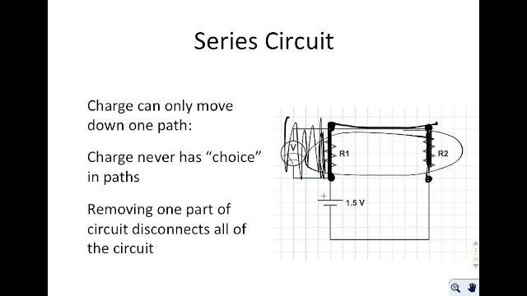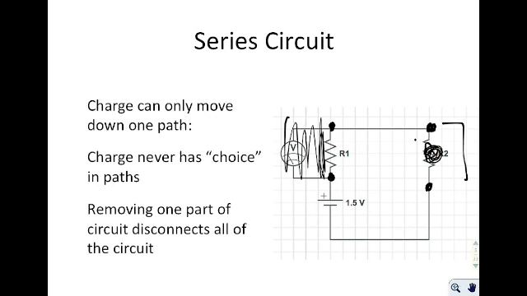Now the easiest way to tell a series circuit is that removing one part of the circuit will disconnect the other part. So for example, if I were to remove resistor 2 from the circuit, by that I mean make it so that you have a break in the circuit, in other words, this is not here, and there's a hole left where resistor 2 was, if there's nothing there anymore, this circuit would no longer function. So that's one of the hallmarks of a series circuit.